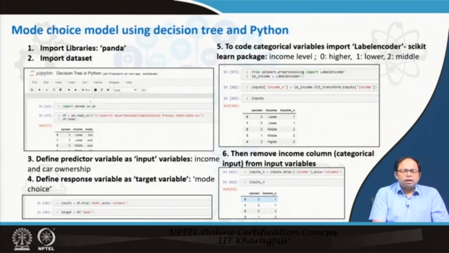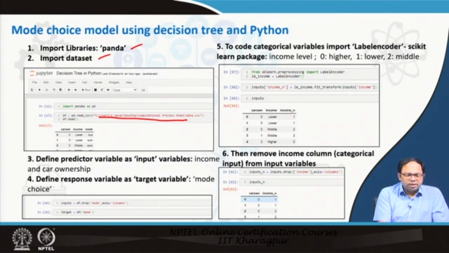So, first we will open the Jupyter notebook, and we will start typing in the code. We will first import the Pandas library, then we will import the data set. This is the data set that we are using, and this data set has been created like the file that you just saw. Then this is the output of the data set, as we can see.